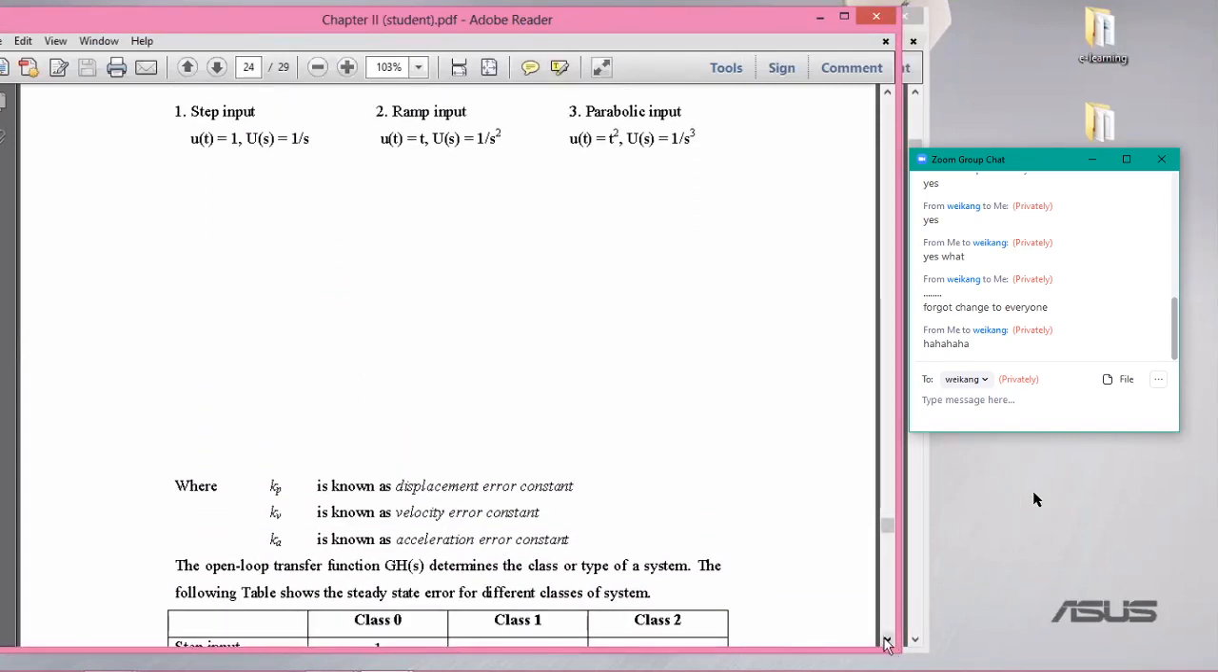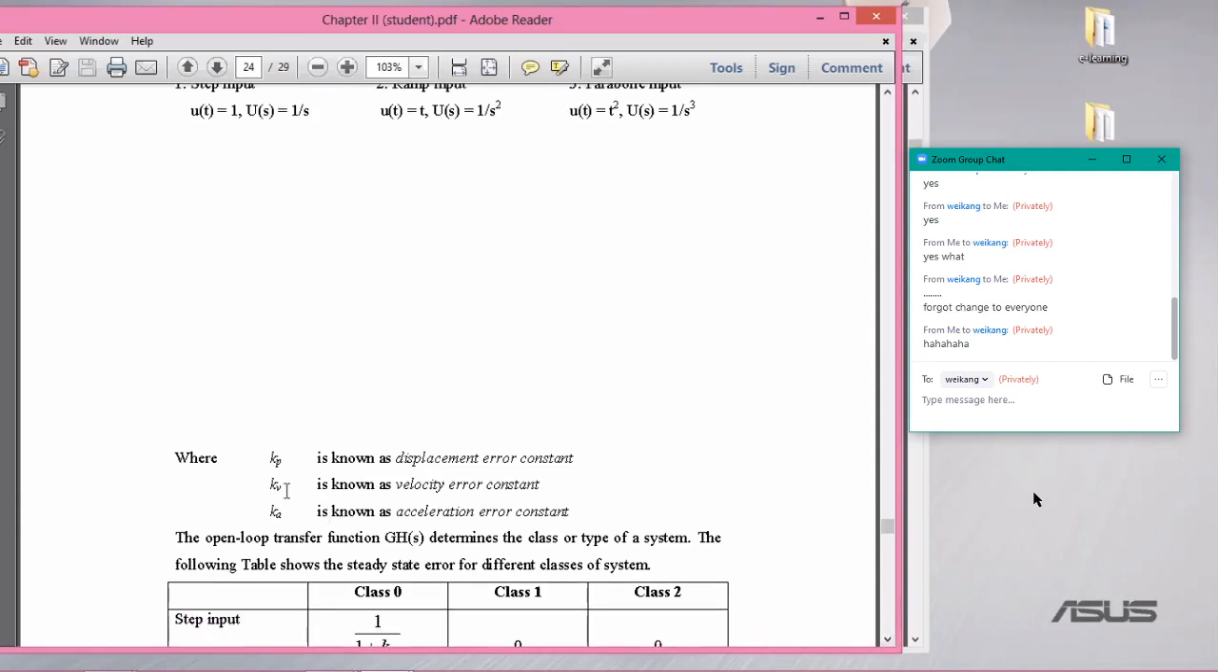For some reason, use Kp. Why don't you just use... Oh, I know why we don't use Kd, because we use Kd for something else. All right, so Kp is known as displacement error constant, Kv is velocity error constant, and Ka is acceleration error constant.